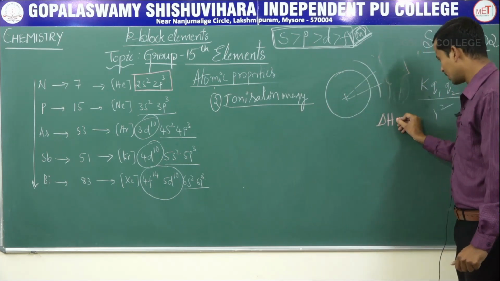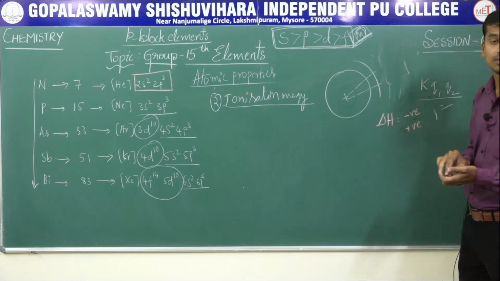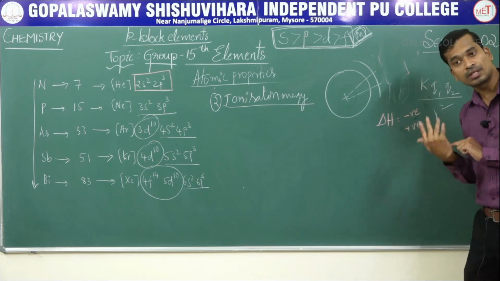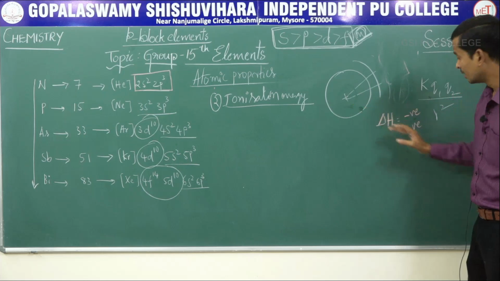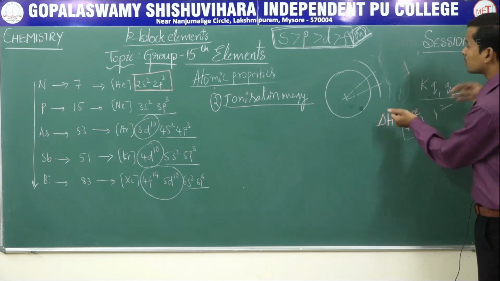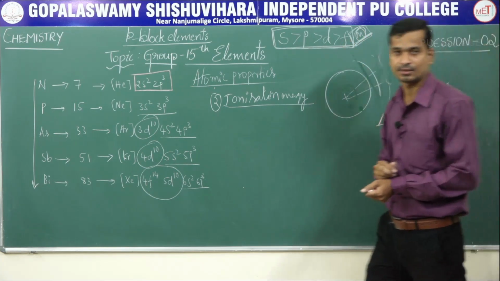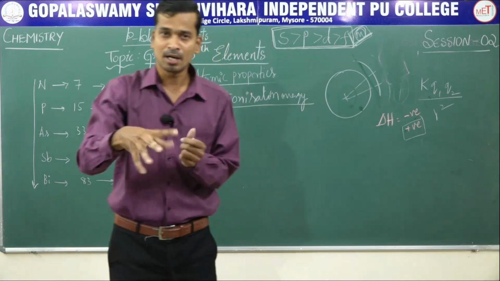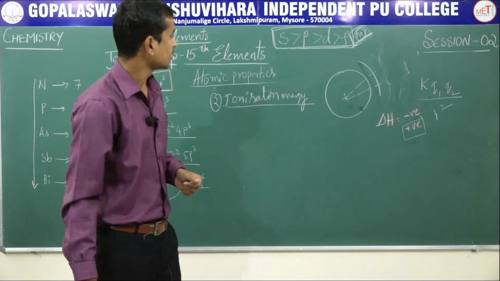Delta H is either negative or positive. Negative means exothermic, positive means endothermic. Ionization energy is endothermic. Positive means you have to supply heat to break the force of attraction. You have to supply energy to break the force of attraction between the center of the nucleus and the valence electron.